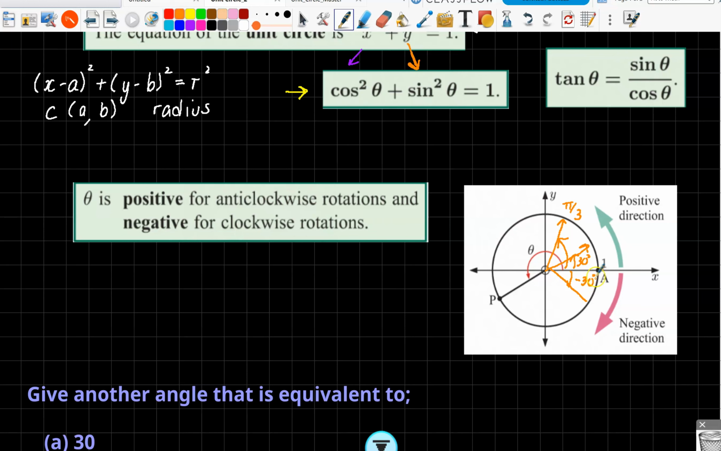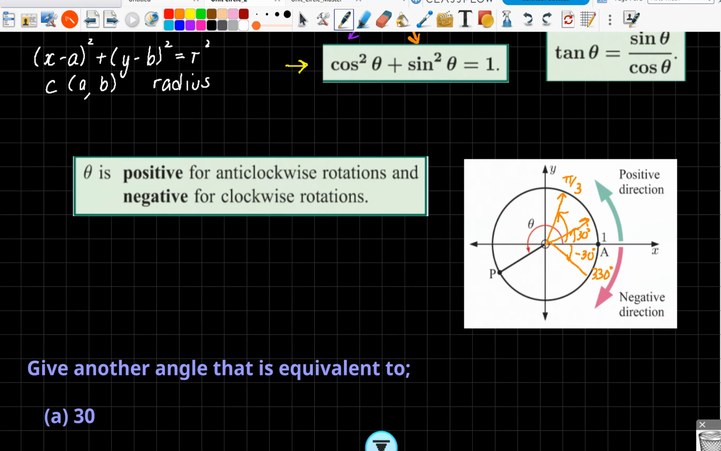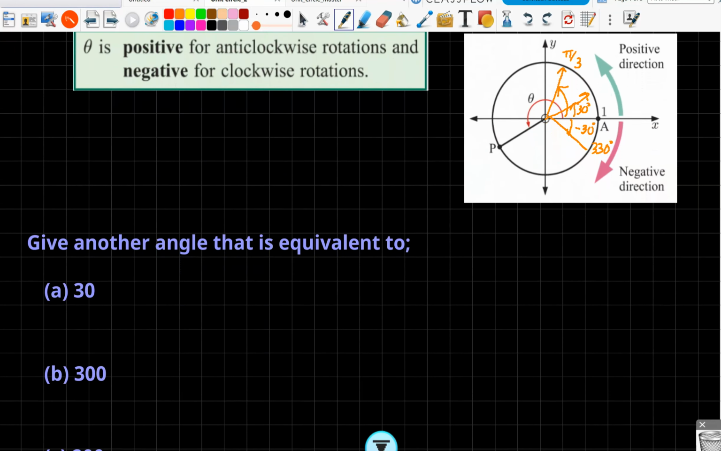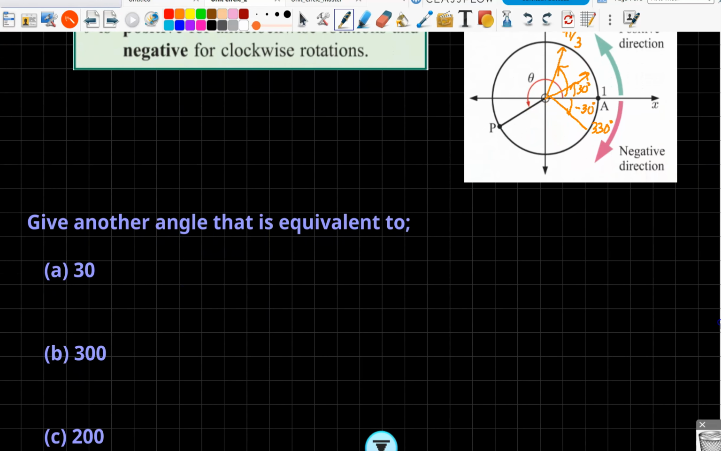Or 360 take 30, 330. So those are equivalent angles. And it means that you can do laps and laps and laps. So if we think of 30 degrees here, what is another equivalent angle for that?